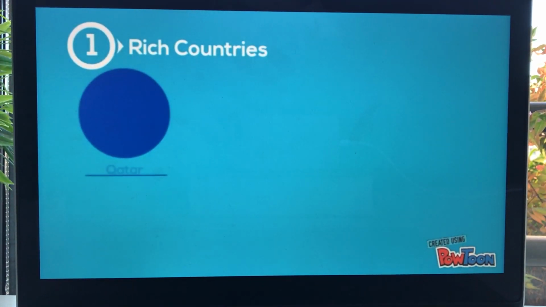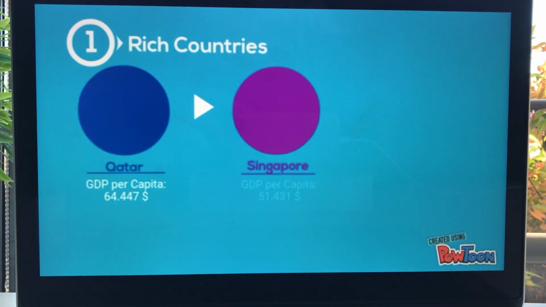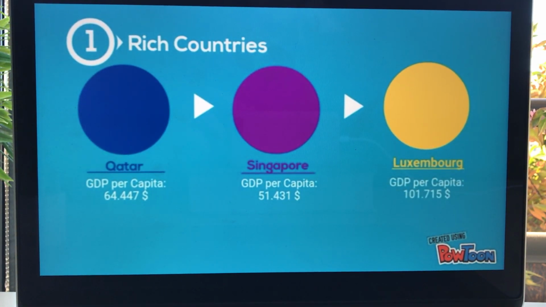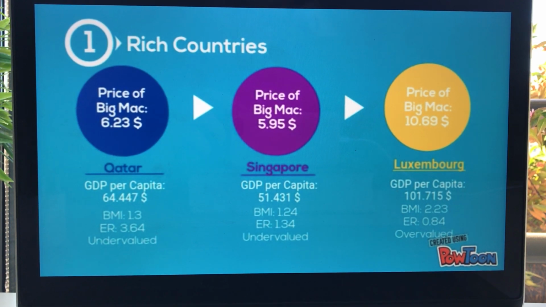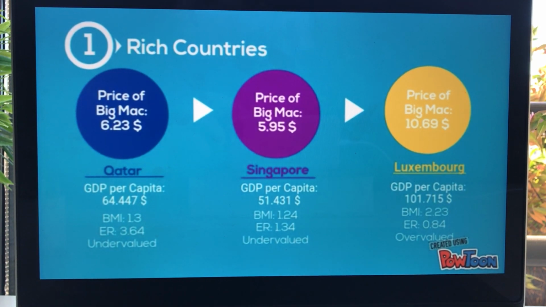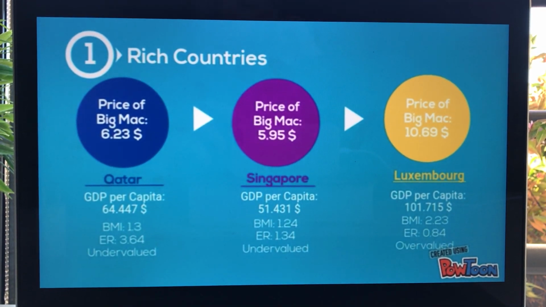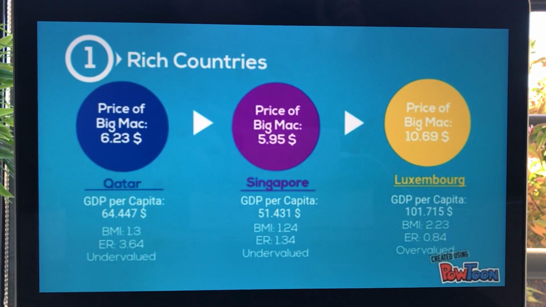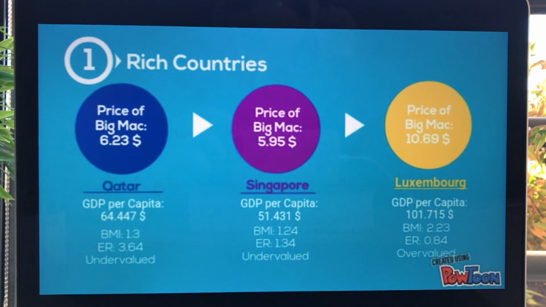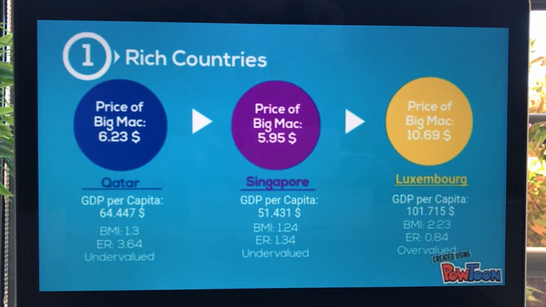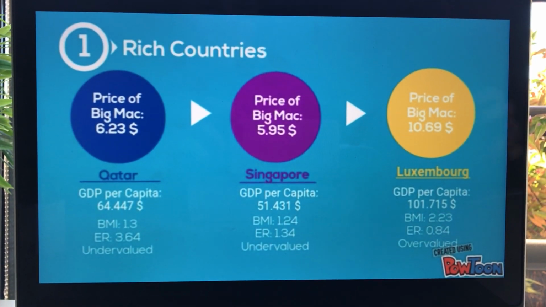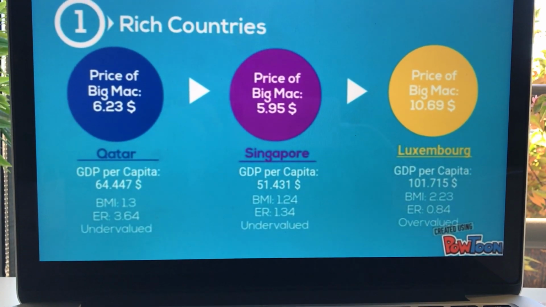The rich countries we have chosen to talk about are Qatar, Singapore, and Luxembourg. In Qatar, the GDP per capita is $64,447. The exchange rate currently is 3.64 and the Big Mac Index is 1.3. This means that since the exchange rate is higher than the Big Mac Index, which is the ideal exchange rate, the currency is currently undervalued. The price of a Big Mac in Qatar currently is $6.23.